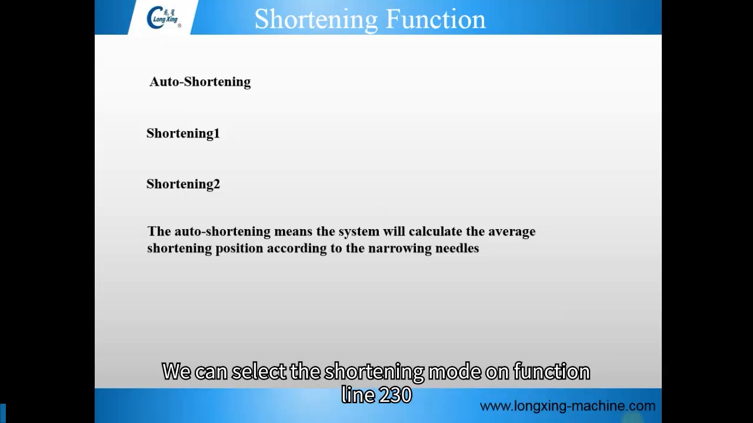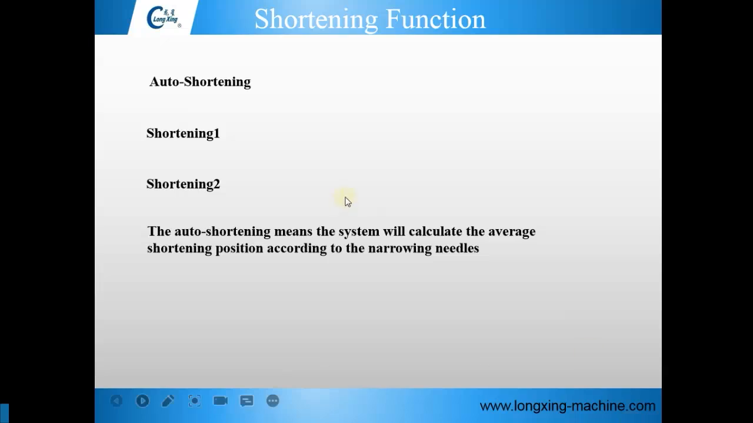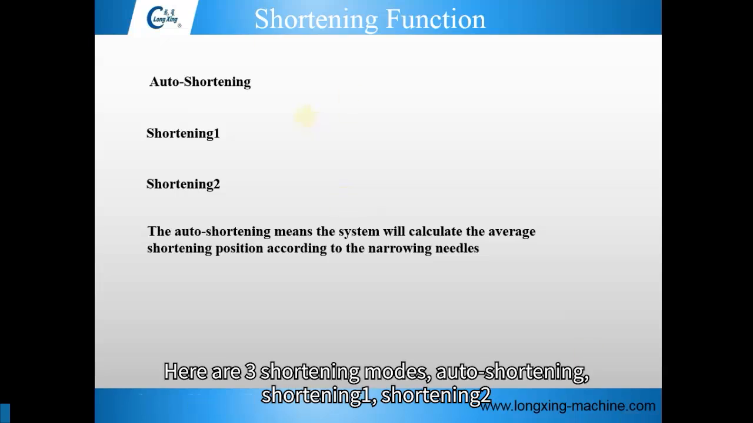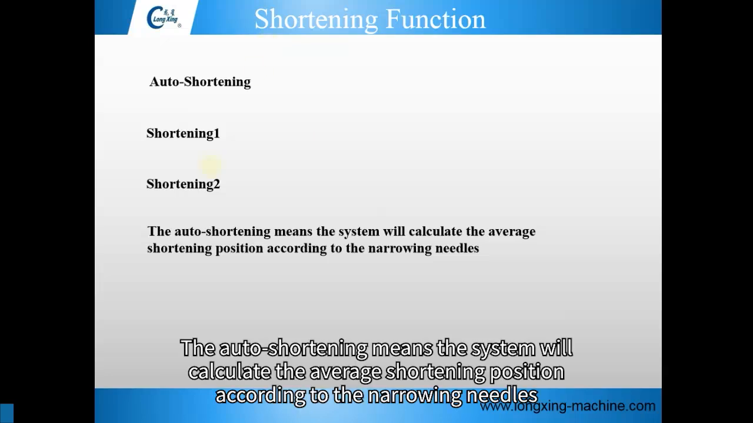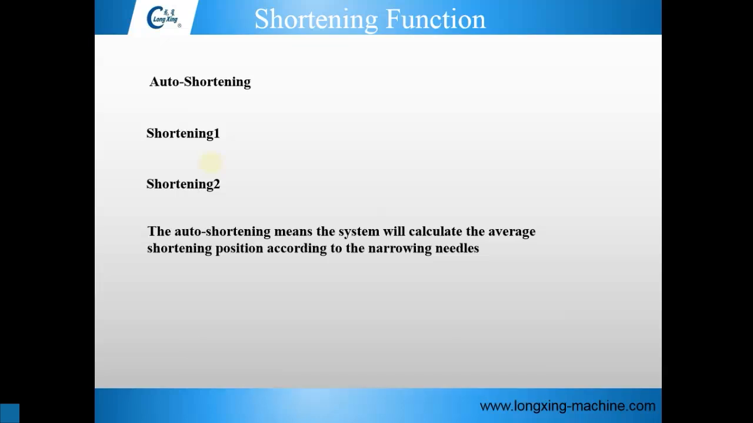We can select the shortening mode on function line 230. Here are three shortening modes: auto shortening, shortening 1, shortening 2. Auto shortening means the system will calculate the average shortening position according to the narrow needles.